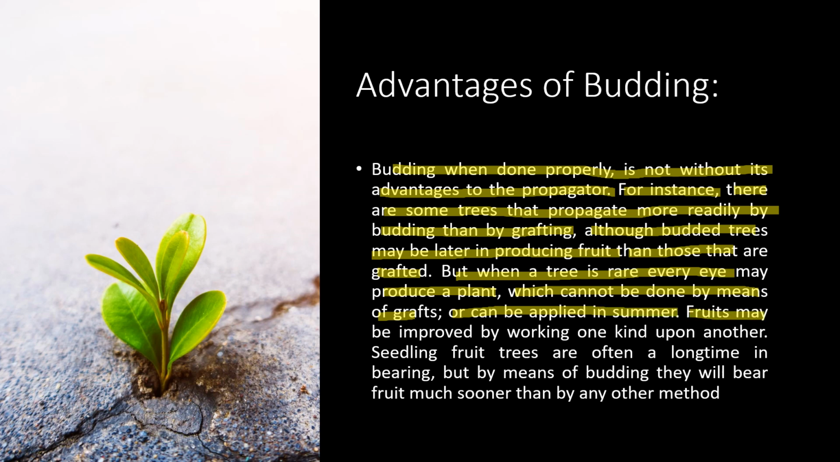Fruits may be improved by working one kind upon another. Seedling fruit trees are often a long time in bearing, but by means of budding, they will bear fruit much sooner than by any other method.